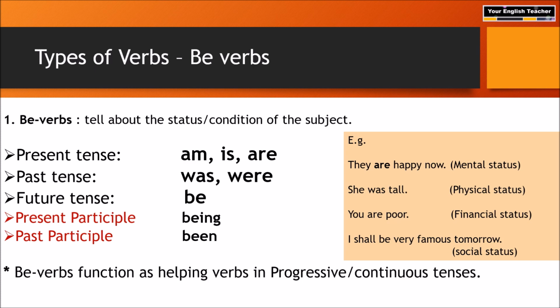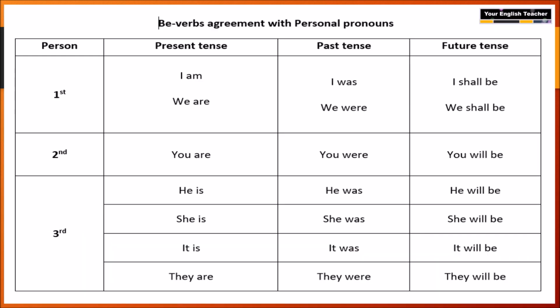And these be verbs function as helping verbs in progressive or continuous tenses. So you can find these be verbs as helping verbs in continuous tenses, and when they appear as main verbs, they talk about the status or condition of the subject. And you can see the agreement of be verbs with personal pronouns. First, second, and third person pronouns we have here, and according to the tense, which be verbs we use with all those different pronouns can be seen from this table, which is very helpful to you.